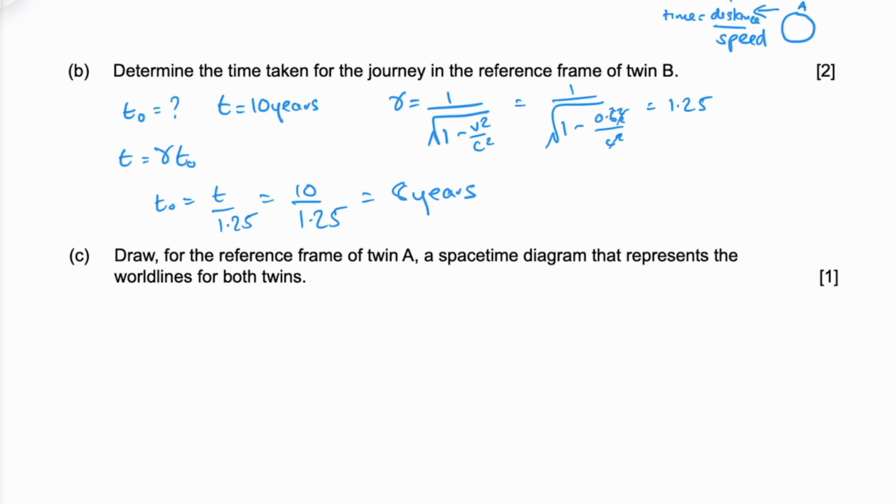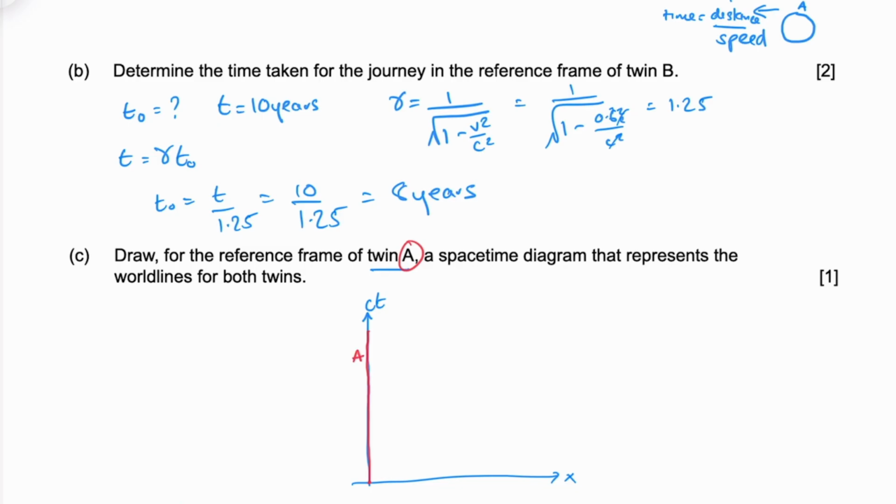C, draw, for the reference frame of twin A, a space-time diagram that represents the world lines for both twins. Okay, so let's draw our space-time diagram here. We have X on the x-axis and CT on the y-axis. It says to draw world lines for both twins, so let's think of twin A first of all. Twin A is at position X, and actually this position is 0 because it's on Earth, and they stay there. So as time passes, they don't move. So the world line for twin A looks like that.